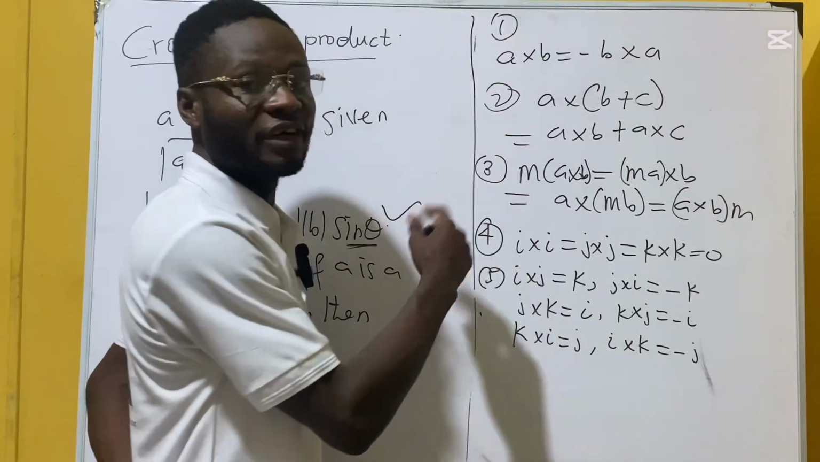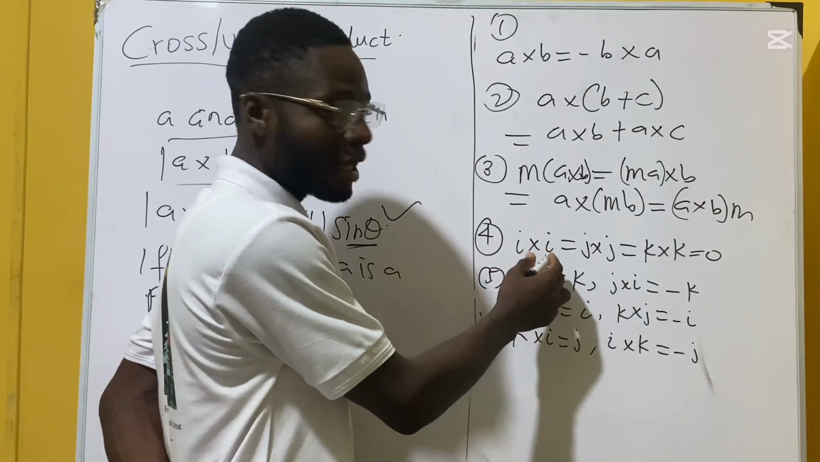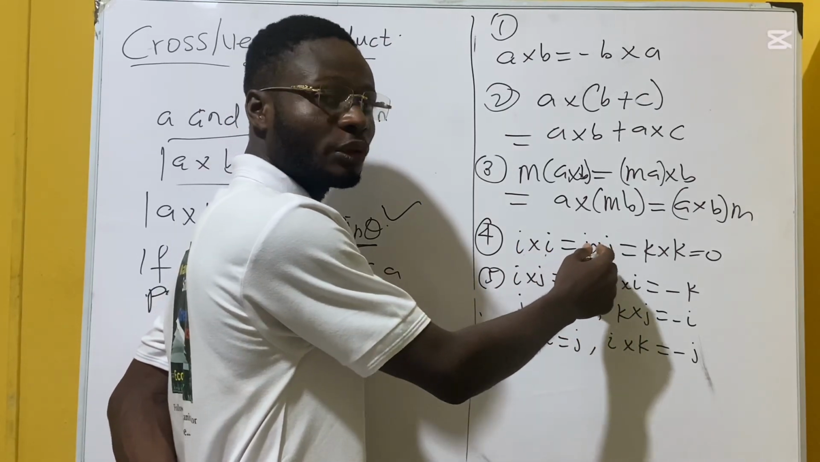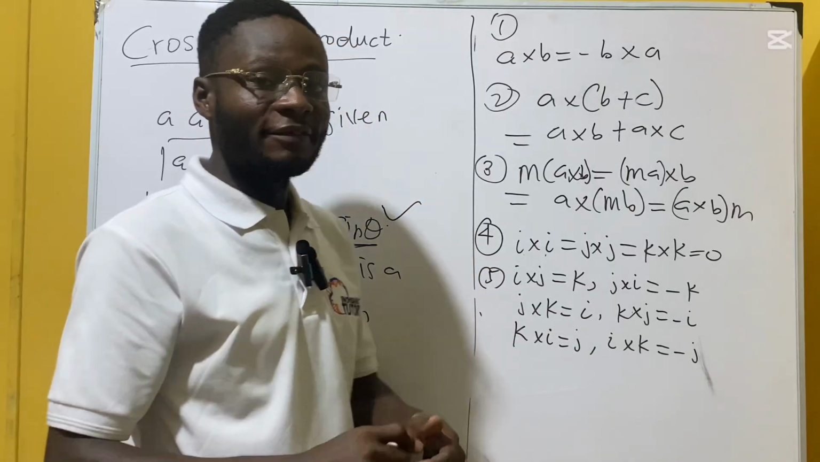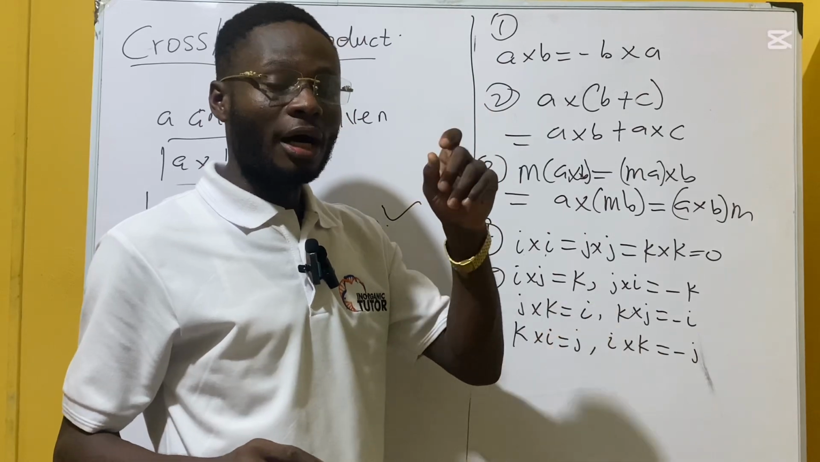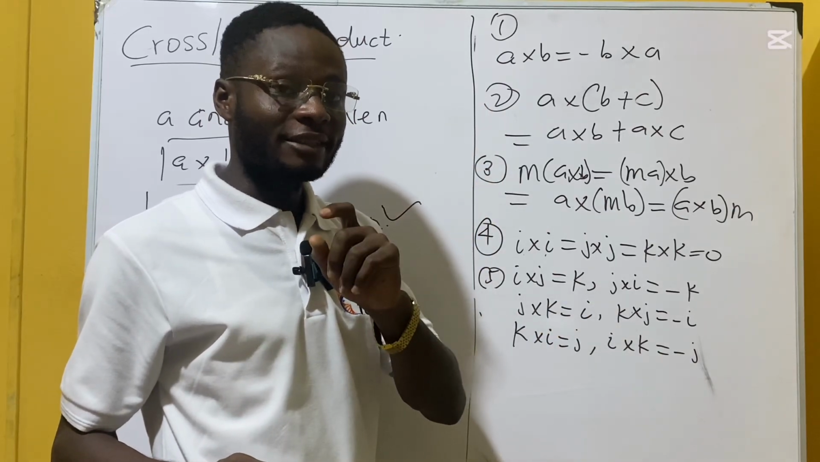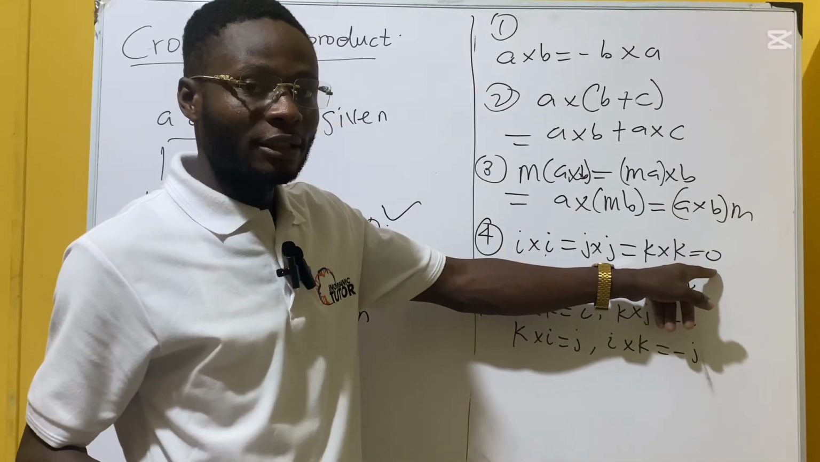Basically, when it comes to vector product, I cross I is equal to J cross J, and that is equal to K cross K. And in vector product, that is equal to 0. But when you go to unit vectors, this one is equal to 1.